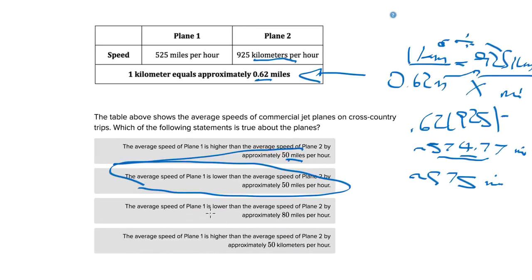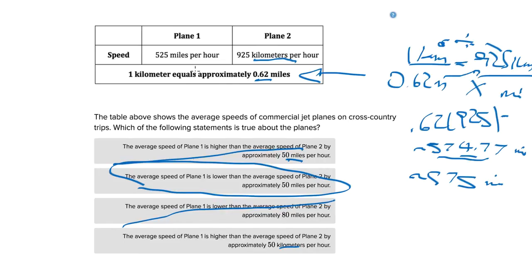The average speed of plane 1 is lower than the average speed of plane 2 by approximately 80 miles. Well, no, if it was 80, it would be 595, and we've got 575, about 574.77. So answer choice C doesn't make sense. And the last answer choice says the average speed of plane 1 is higher, again, we saw that it wasn't, than the average speed of plane 2 by approximately 50 kilometers per hour.